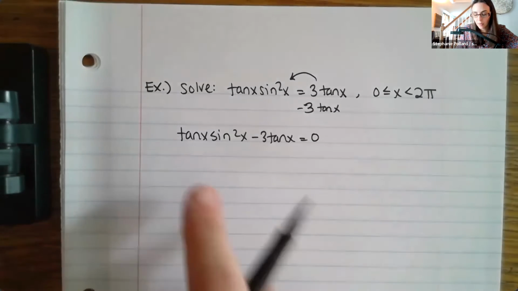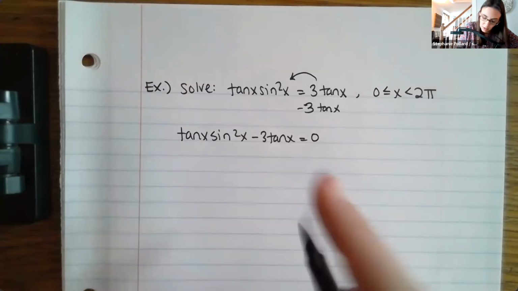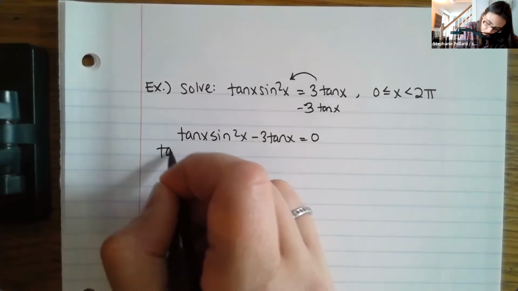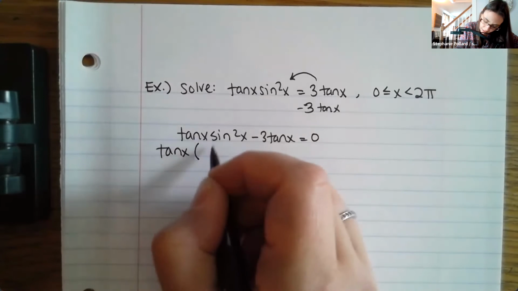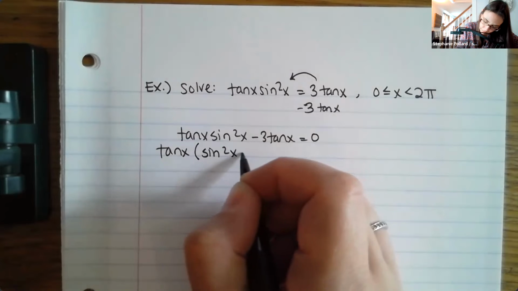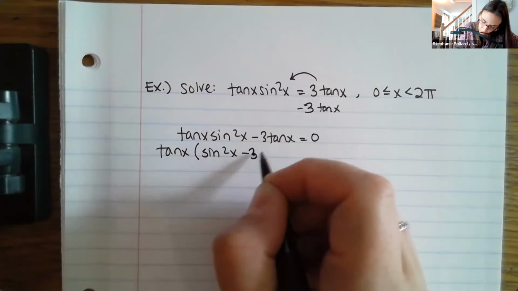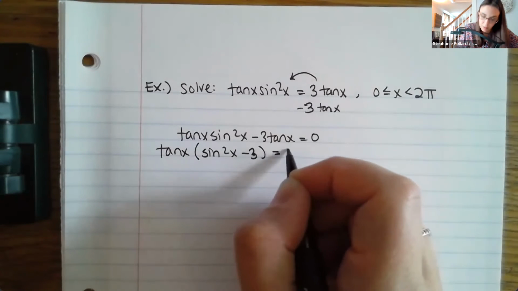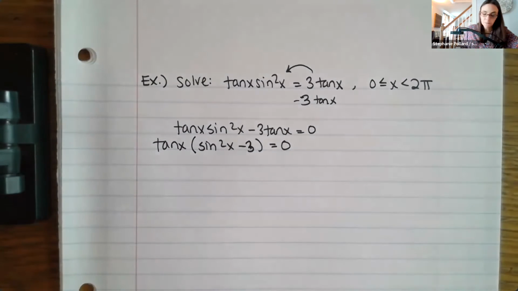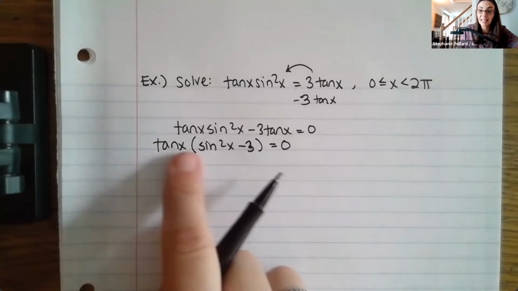And then I'm going to notice that both of these have tangent in them. So I'm going to go ahead and factor it out. And remember, this is being multiplied here. Minus 3, excuse me, not 1. I was going to run a 1 there by accident. Now this is factored and it's equal to 0.